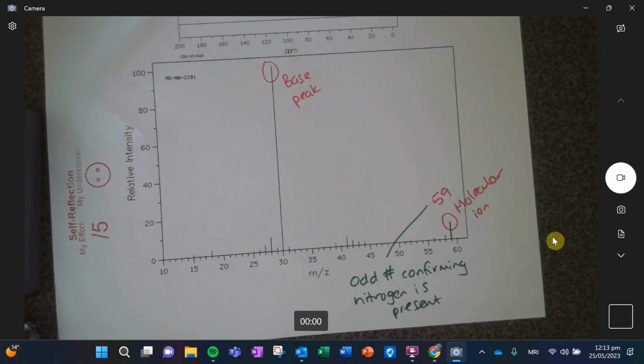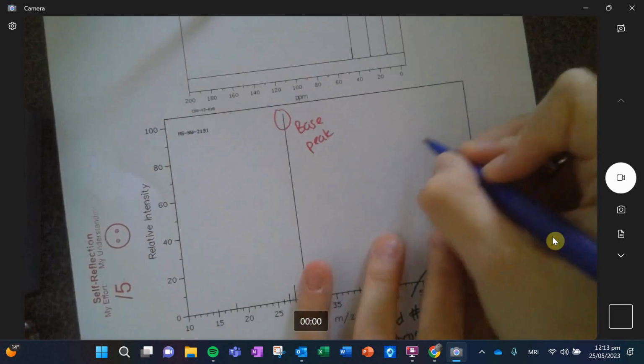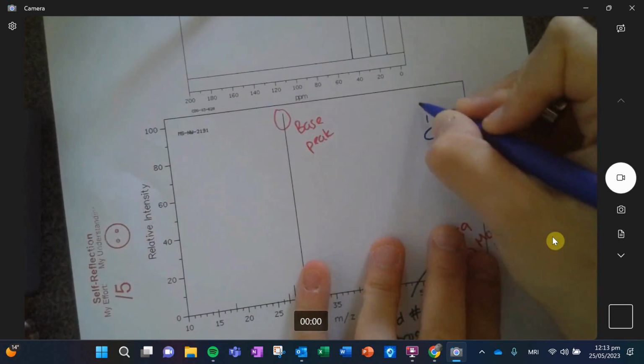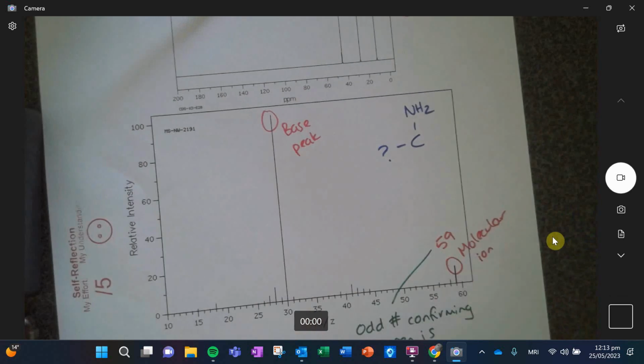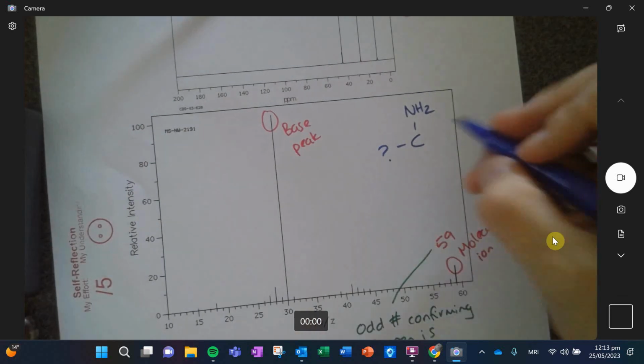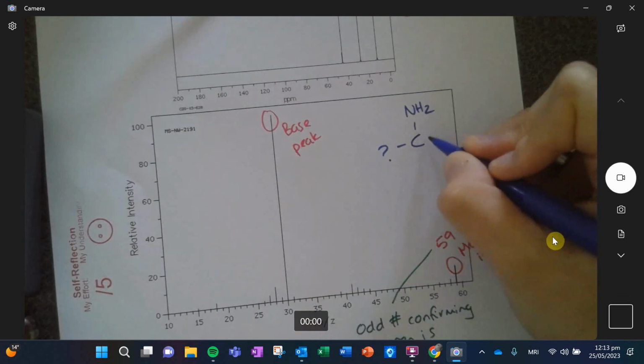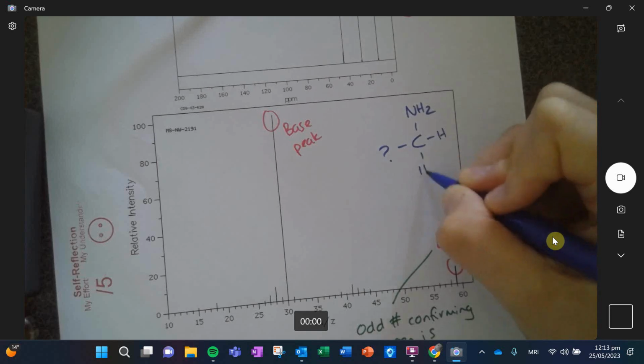All right, so now again, we assume the functional group is on carbon number 1. So if I was to draw this, it would look like carbon. It'd be an NH2. I'd have a question mark because I don't know what else is attached to it. And then this carbon at the end would have the 2 hydrogens like that.